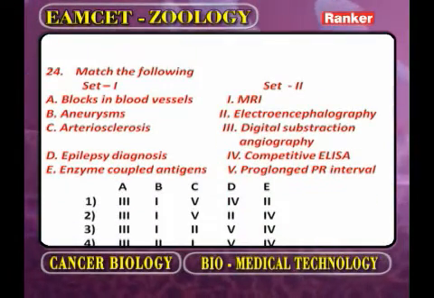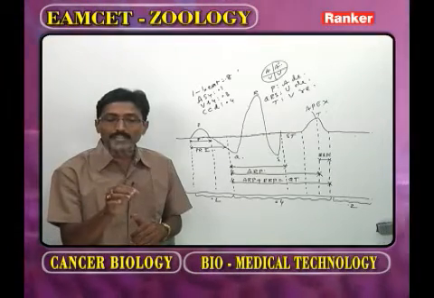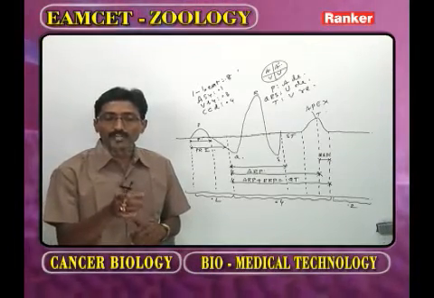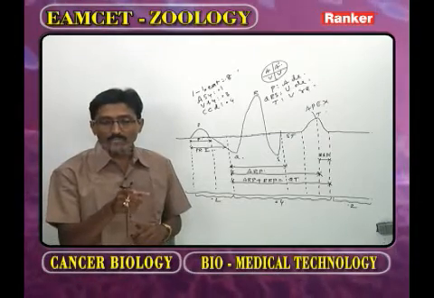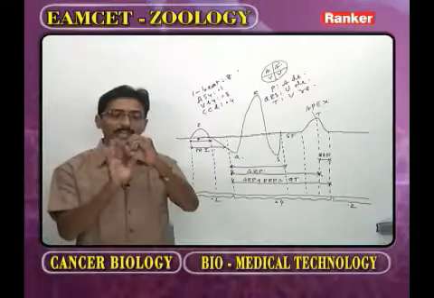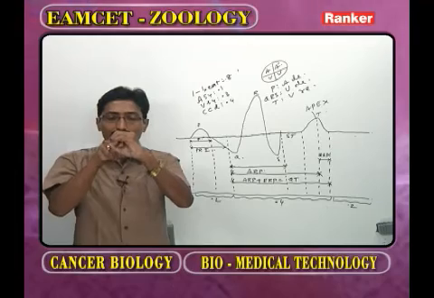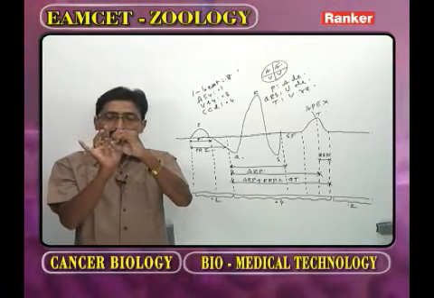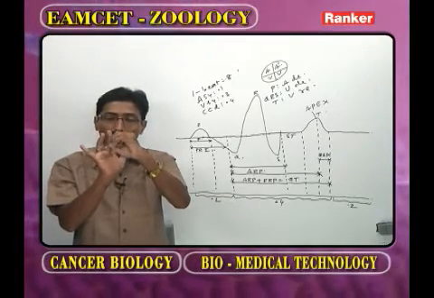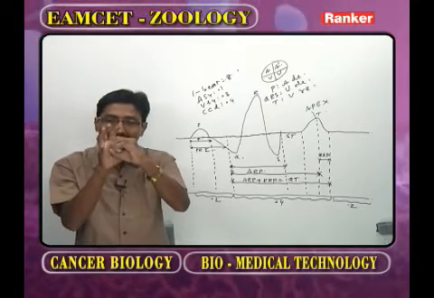The next one. Blocks in the blood vessels, aneurysms, arteriosclerosis, epilepsy diagnosis, enzyme coupled antigens. Now, blocks in the blood vessels. In our body, as we observe the blood, this part we call the blood vessel. In the blood vessel, the blood is passing. In the blood vessel, here and there, the blood is going to clot. We want to know about the blood clotting inside the blood vessels.